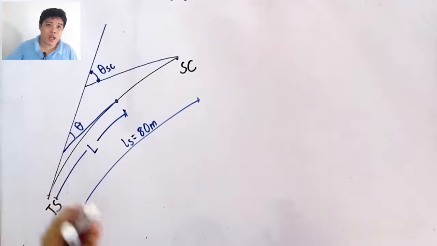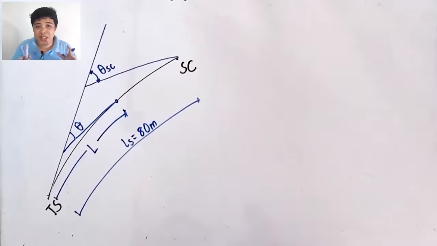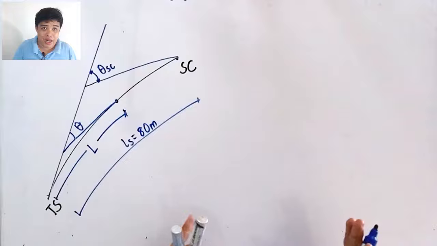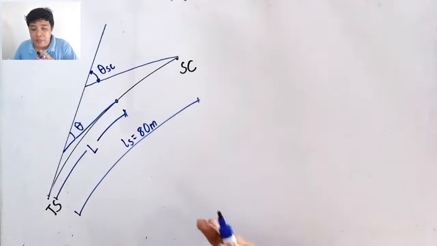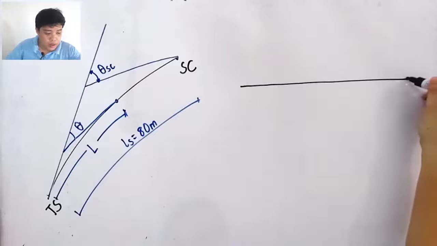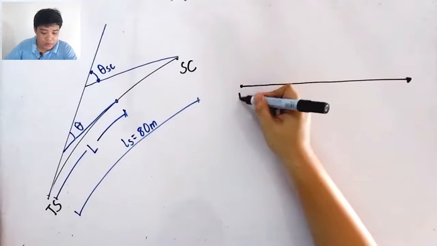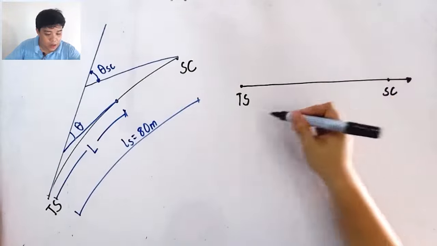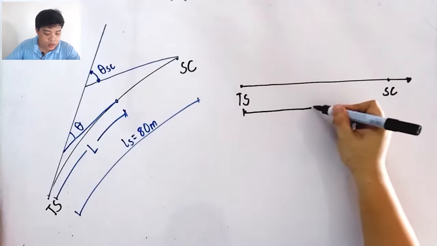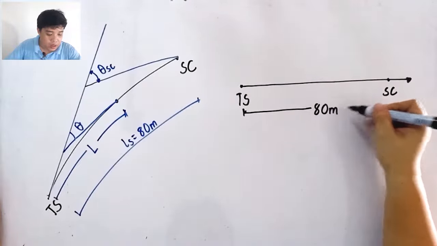Okay, guys? But how are you going to determine it? Actually, there is a formula that you can use to determine it. But if you don't want to use that formula, there is another way, and that is by understanding the curvature of the spiral. So let us review how the curvature of the spiral curve changes from TS to SC. Say, for example, this is your x-axis and we start from TS, and this is SC, so that the length from TS to SC is 80 meters.